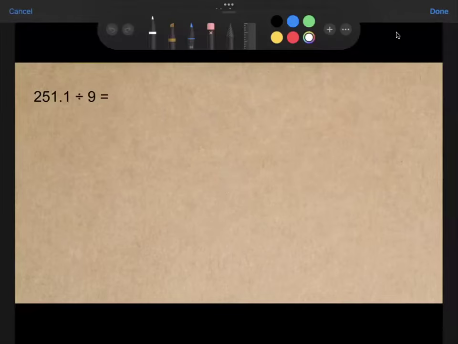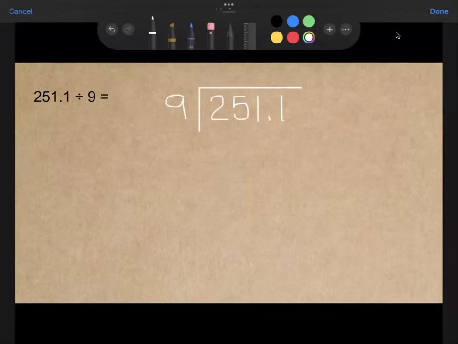Okay, here is our next example. We're going to take 251.1 and we're going to divide it by 9. So again, that first number is what goes inside the division bracket, or the bear cave, or whatever you want to call it, the bird nest, anything like that. And the second number is what goes on the outside.